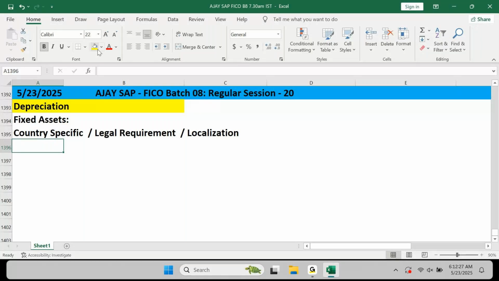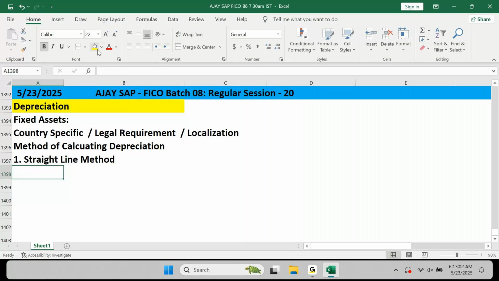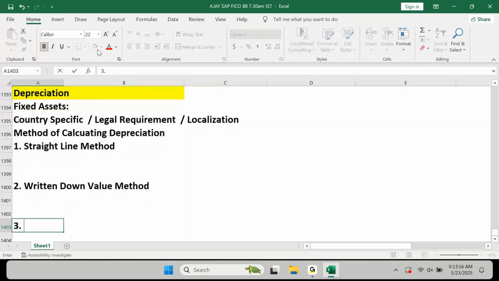Now, to calculate this depreciation, we need to understand certain basic points. In general, we will be using three types of methods to calculate the depreciation value. Let's say the methods of calculating depreciation. We have three methods which we majorly use. First one is the straight line method. Second one is the written down value method. And the third one is the useful life method.